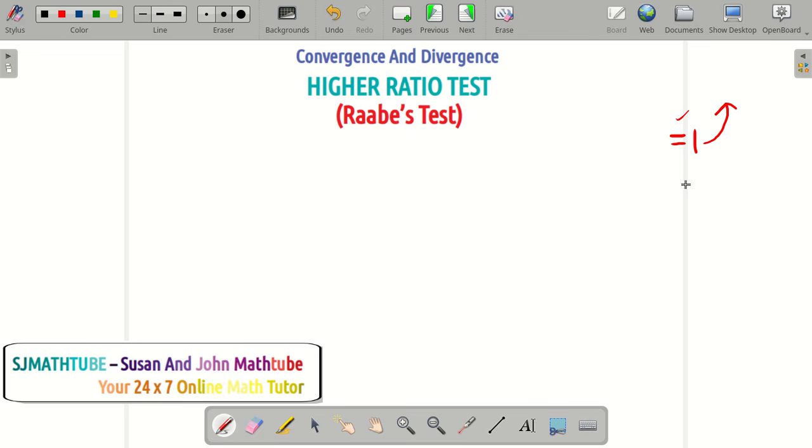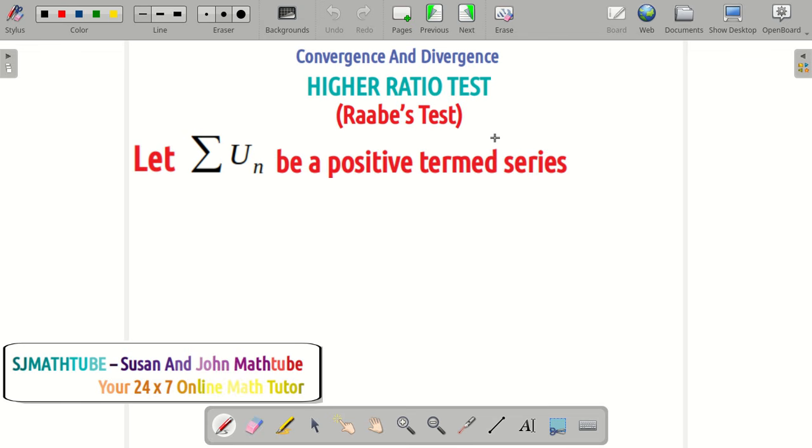Now my question is, let's suppose we have a question related to continued product and D'Alembert's ratio test fails. In such cases, Raabe's test will be the best option. So the test goes like this. Let sigma un be a positive term series. And I hope you remember, positive term means all the terms will be positive and it will either converge or diverge. And this is the condition.